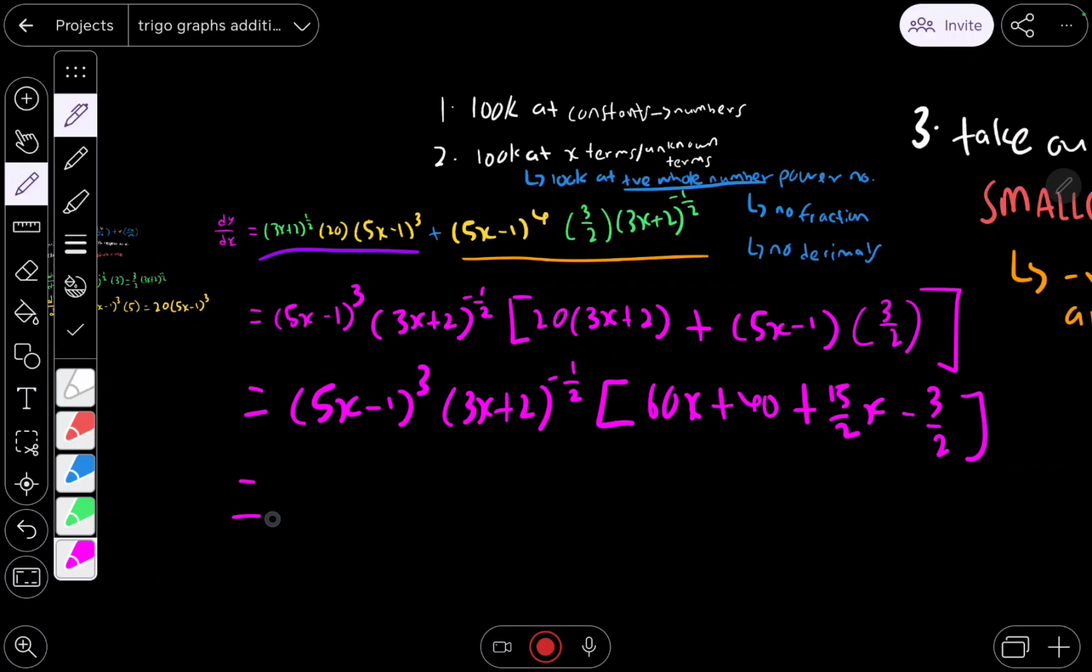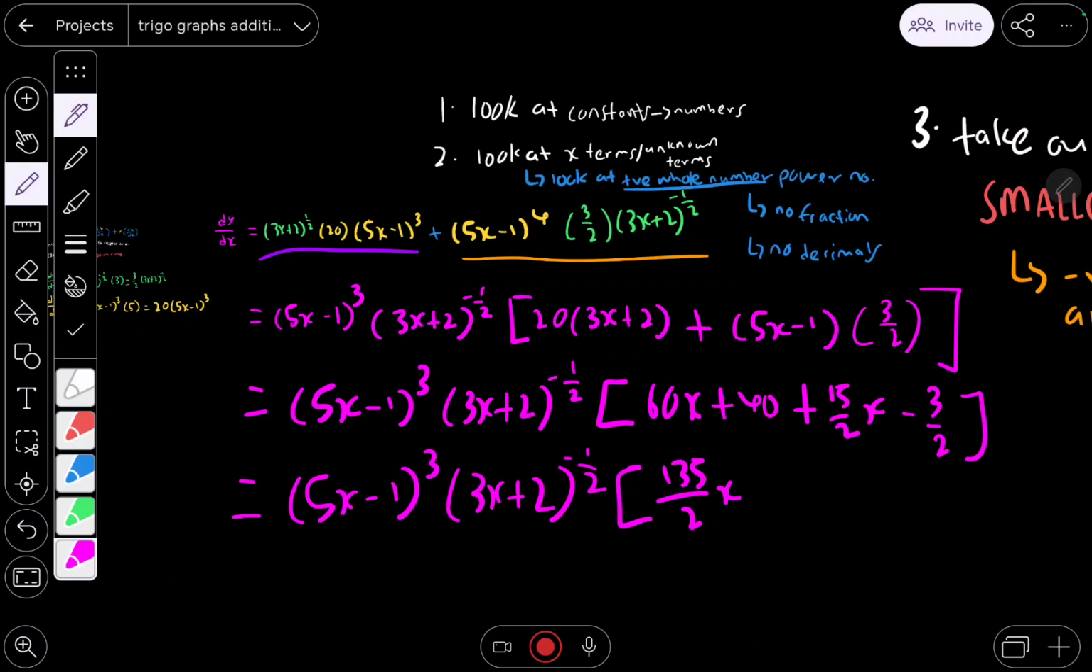Okay. We will now simplify the x term together. 60 plus 15 over 2. Just type all in calculator. Don't need to be scared. Okay. And what is 40 minus 1.5 or 3 over 2? Plus 77 over 2. Okay. Oh, I should write in round brackets already.